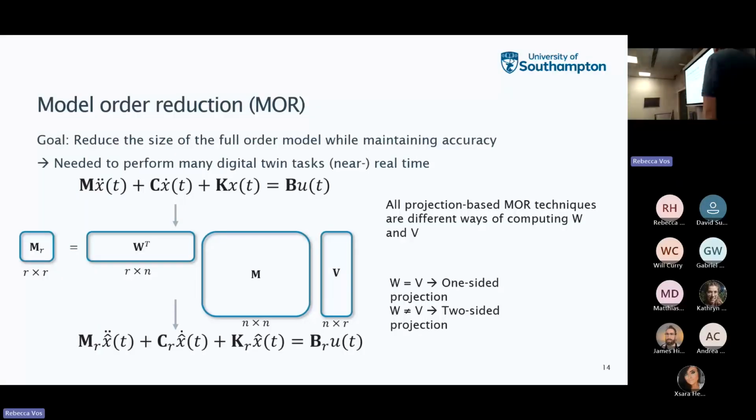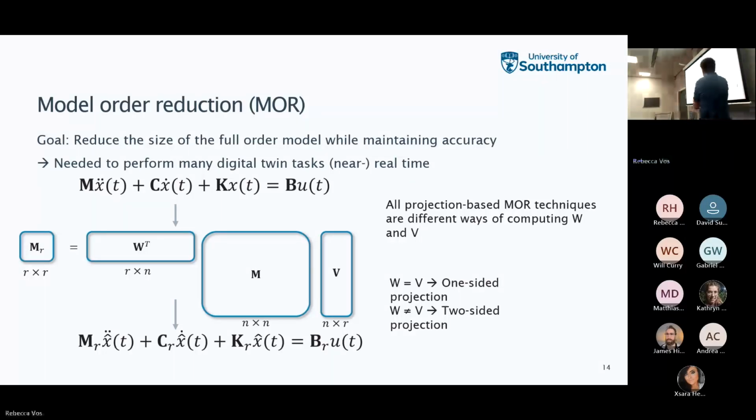So model order reduction. I talked already about it a bit, but what is it actually? The goal is to reduce the size of this equation here, where we have three matrices, M, C, and K, the mass, stiffness, and damping matrices. They're quite large usually. For industrial applications, it can easily be more than 1 million degrees of freedom. And so you basically have three matrices which are absolutely huge.